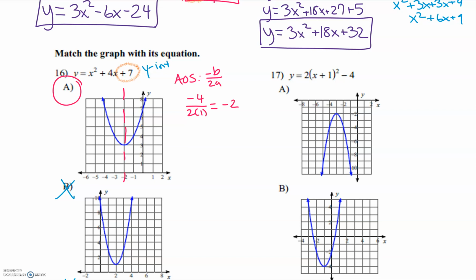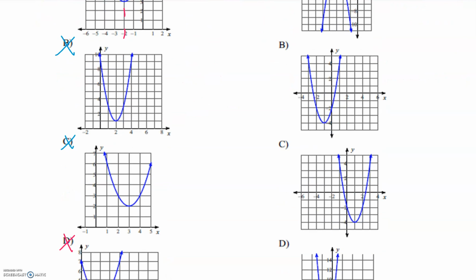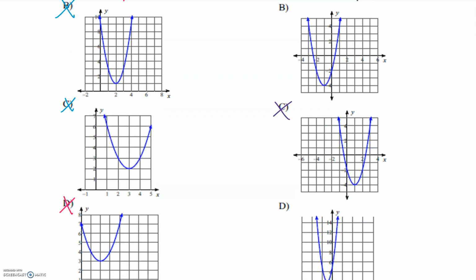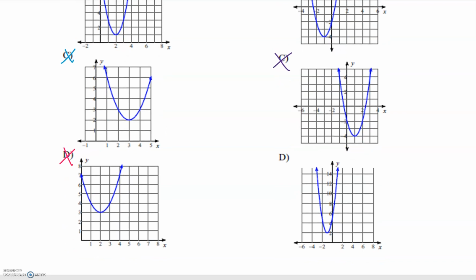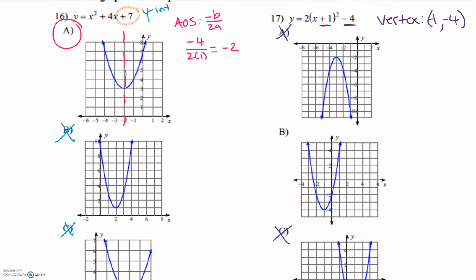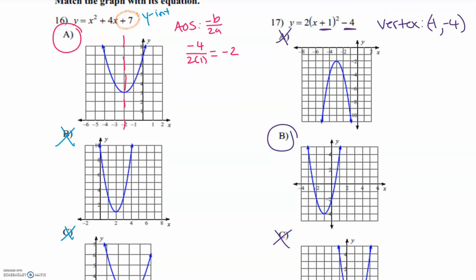Similarly, on 17, we have to know what form it's given. This is vertex form, so from here we know the vertex. The vertex is going to be the opposite of the h, which is a negative 1, and then the k value at the end is the y. So let's find all of them that have a vertex at negative 1, negative 4. Well, A does not. B does have a vertex at negative 1, negative 4. C does not, and neither does D. That eliminates everything except for B. So we know that B is the right answer.